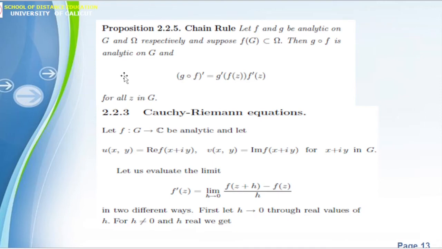And we have the Cauchy-Riemann equations. If f is analytic, and u and v are the real and imaginary parts of that analytic function, then if the partial derivatives exist, they must satisfy the Cauchy-Riemann equations. How will we find that? Let us evaluate the limit. f dash of z equals the limit as h tends to 0 of f of z plus h minus f of z by h. As h tends to 0 along the real line, we will get an equation.